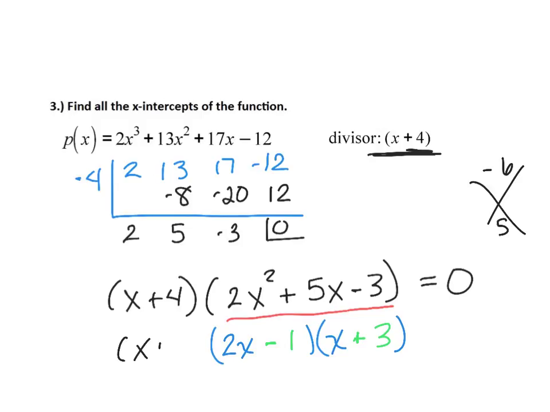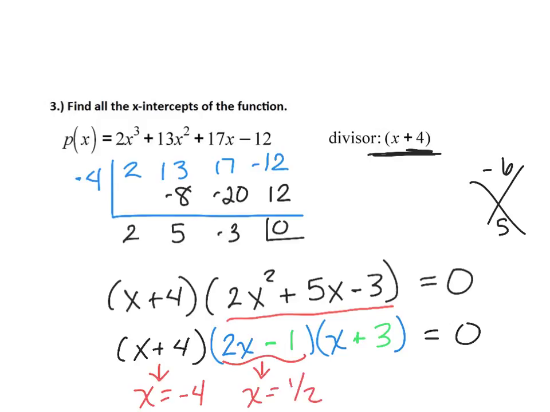So back to our problem, I'm going to bring down that x plus 4, all set equal to 0, and let's find our solutions. So here I get x equals negative 4. Here, set that equal to 0, and I get x equals 1/2. And that factor will give me x equals negative 3. So in this example, we factored it by synthetic division, and then factored the trinomial further, found our 3 real solutions.